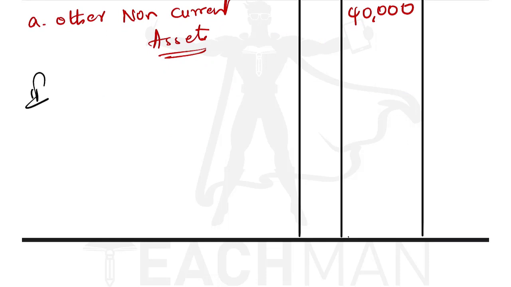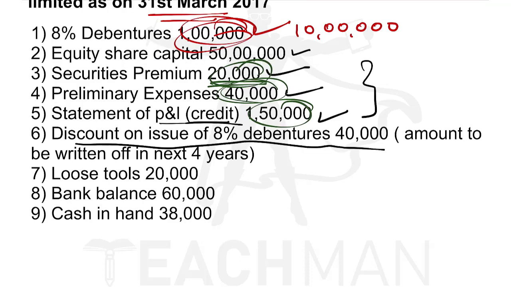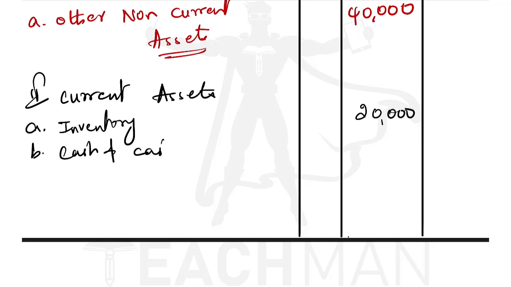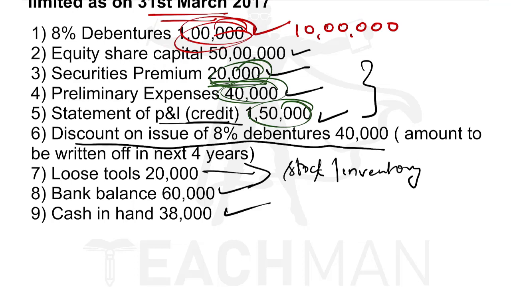That is the second item recorded. Current assets. So under current assets, what are there? Let us see. There is loose tools. Loose tool is a stock or inventory. So we will write inventory 20,000. Then we will record cash and cash equivalent. In the question, there are both bank balance and cash in hand. So we will make notes. This is second note, cash and cash equivalent.